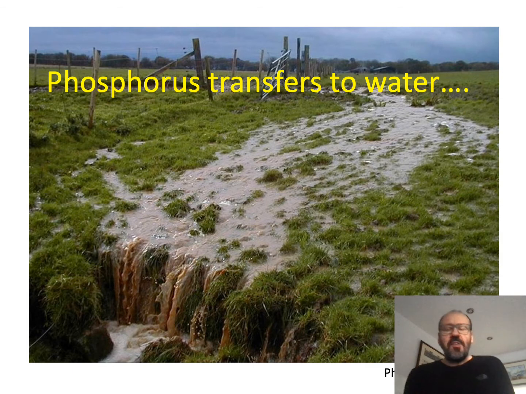So phosphorus transfers to waters. Now this is actually where the heart of my research interest has laid over the years, and it's this sort of fascinating space where 100 years ago people started applying phosphorus to the soil and thinking it was a miracle, and it was, and it has been a miracle in feeding us all.